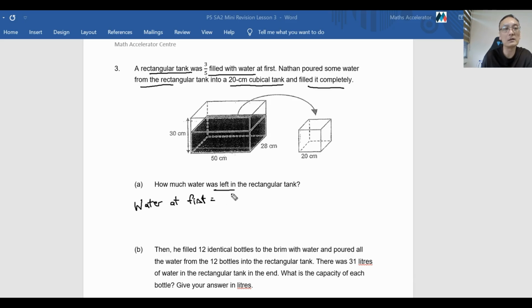Water at first, it says, is 3/5 filled. So it's 3/5 times 50 times 28 times 30. That will give us 25,200.